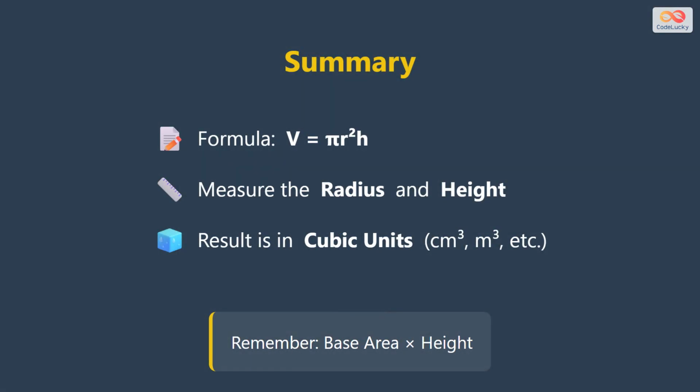To summarize, always remember the formula V equals pi r squared h. Just measure the radius and the height, multiply them correctly, and ensure your final answer is in cubic units.